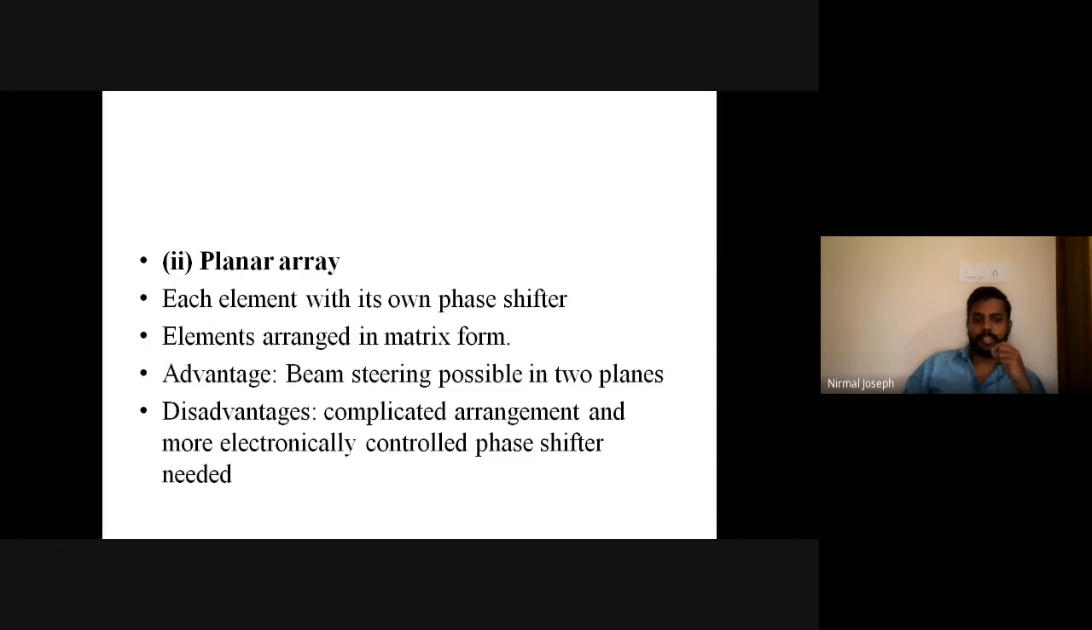Disadvantage: complicated arrangement, of course, and more electronically controlled phase shifters are needed. In the previous case, we needed only one phase shifter, common to all. But here, each and every element has a separate phase shifter. So, of course, the arrangement is complicated.